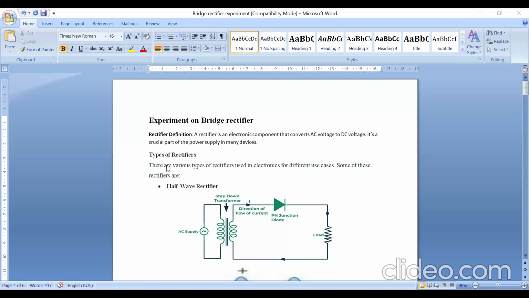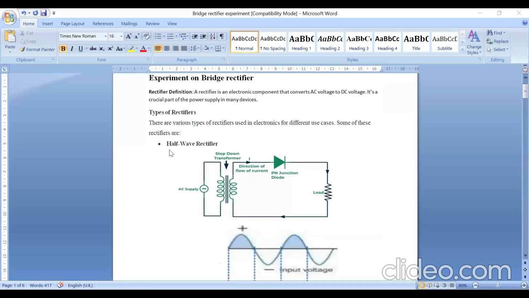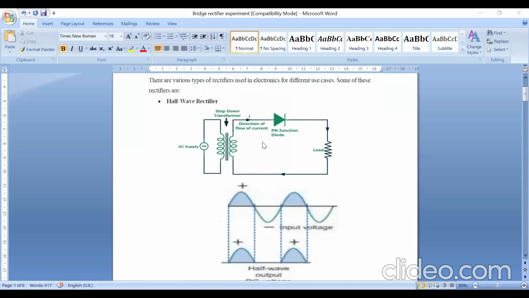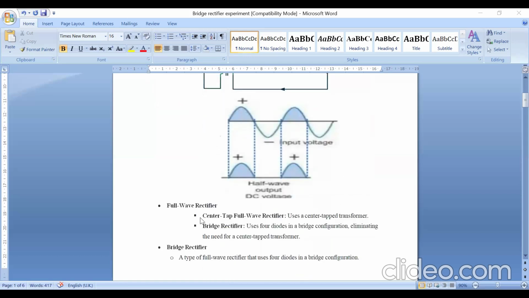So there are two types of rectifiers, half wave rectifier, another one is full wave rectifier. Half wave rectifier means only during positive half cycle, we will get the output. During negative half cycle, there is no output. So to get output in positive half cycle, we are connecting only one diode. That is half wave rectifier. Rectification takes place only during positive half cycle, so it is called a half wave rectifier.